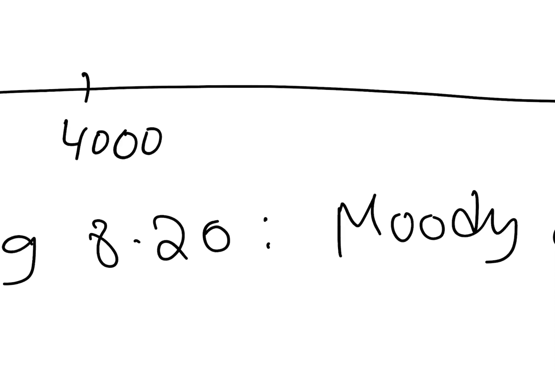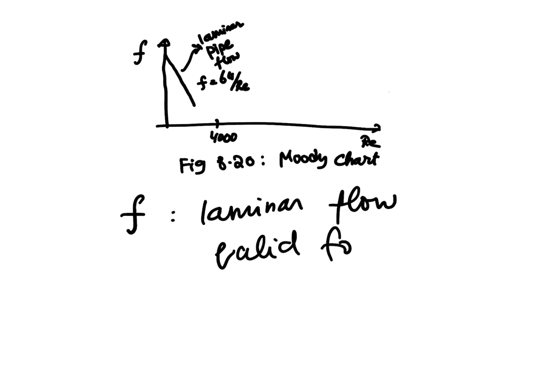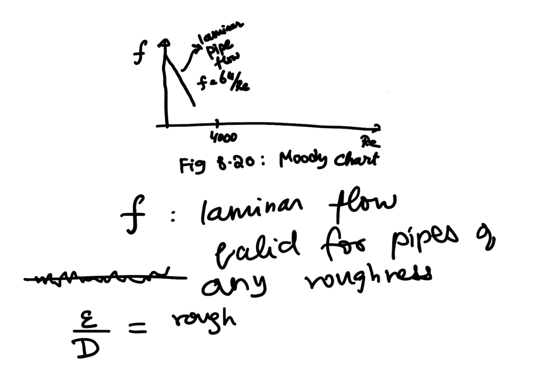This expression for F for laminar flow is valid for pipes of any roughness. Now what is roughness? If you think of the pipe walls, they are not really smooth. They have these minor ups and downs. We measure them with a mean squared roughness, and we divide that by the diameter. This is the relative roughness of the pipe.